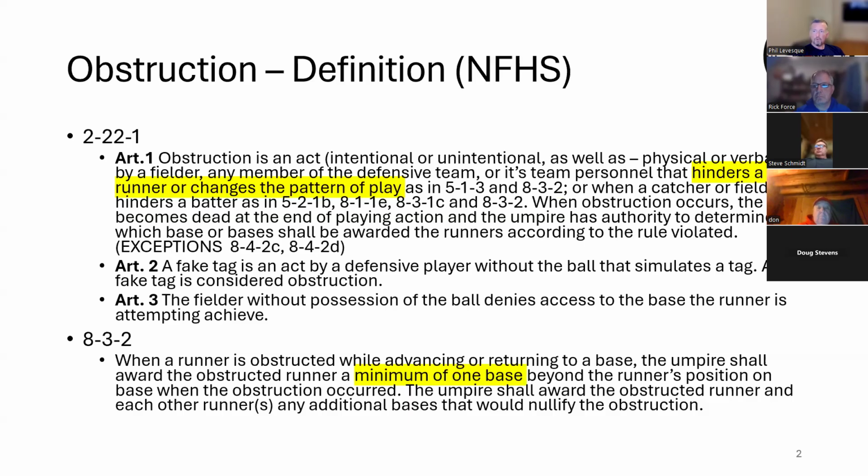So some things to note here: obstruction doesn't have to be intentional. It can be unintentional. It can be physical or verbal. So we don't have to have contact to have obstruction. It can also be verbal, a confusion. That can be obstruction. The Federation rule also covers obstruction by the catcher.